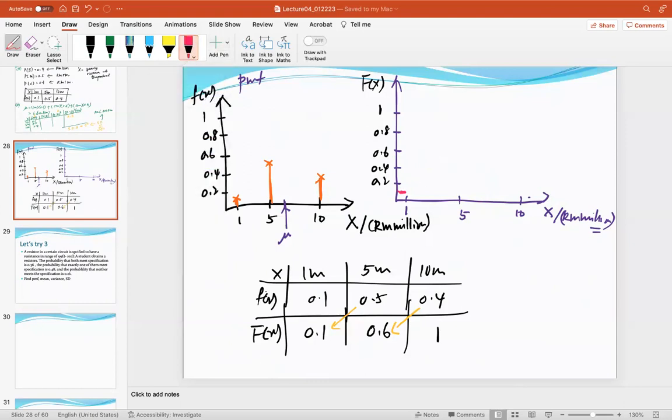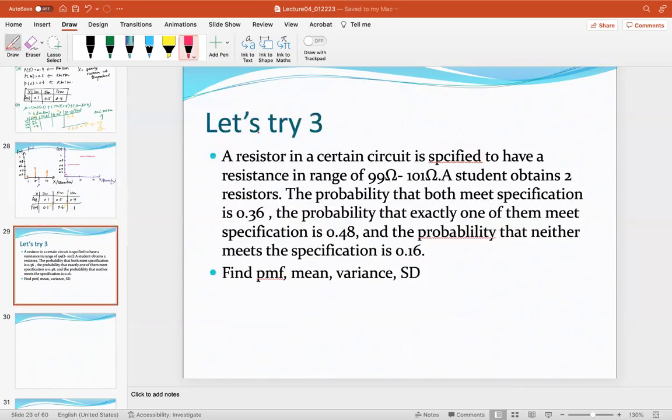So for 1 million you draw a line here, and then 1 to 5 is 0.6. And then 5 to 10 million is 1. Okay, so this is your cumulative distribution graph. Is there any question?